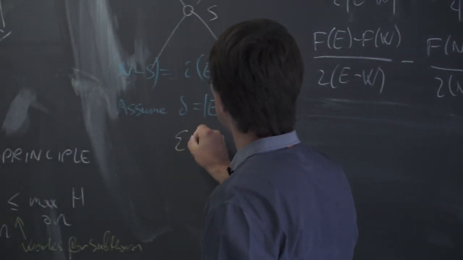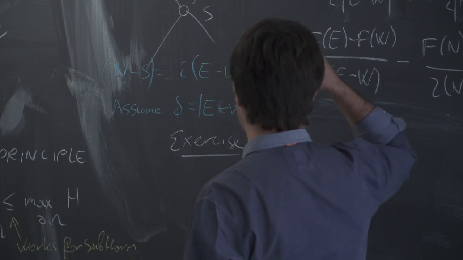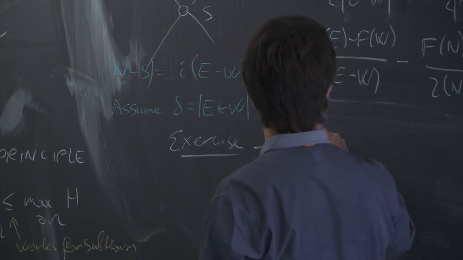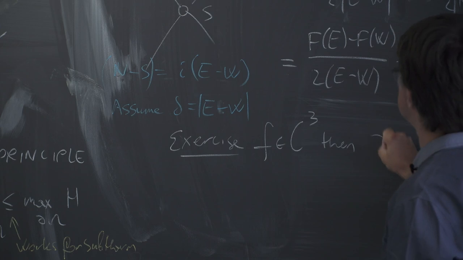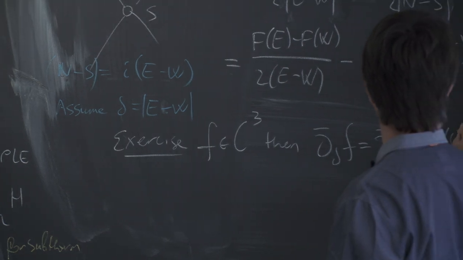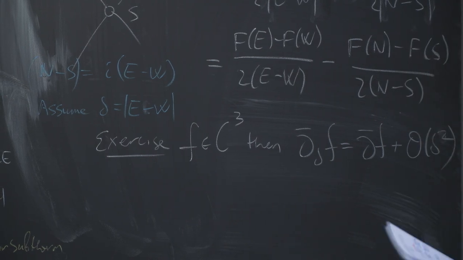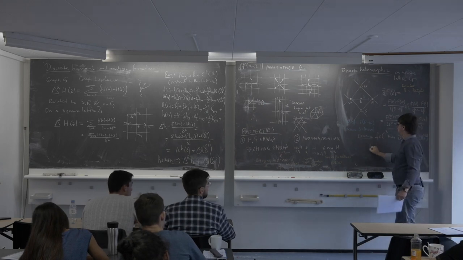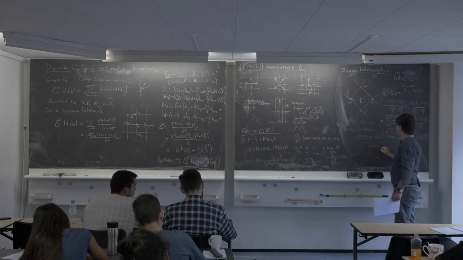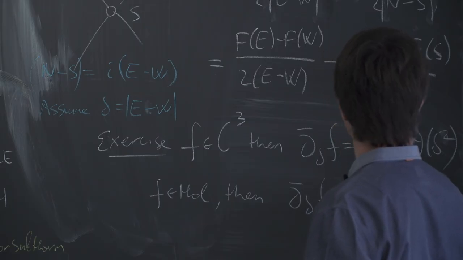Exercise. Suppose that f is a C3 function. Then the discrete d bar of f is equal to the usual d bar of f plus O of delta squared. If f is holomorphic, then the discrete d bar of f is O of delta squared.